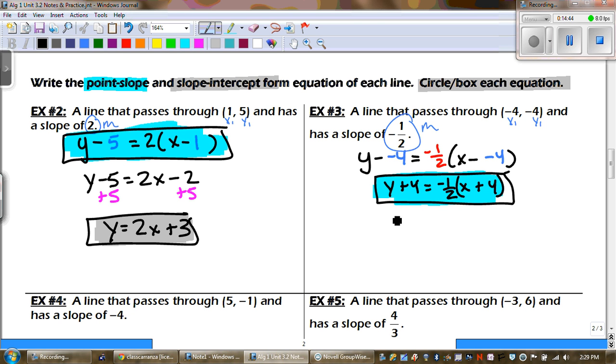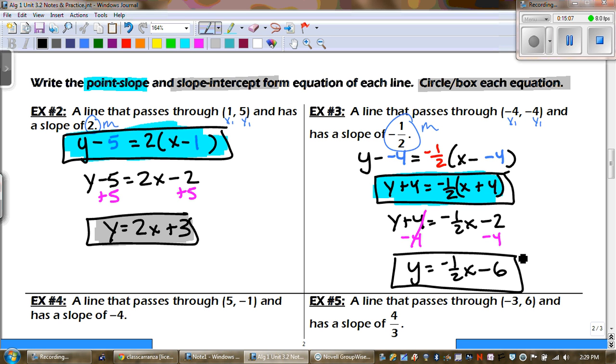Now, the next step would be to distribute. So you get -1/2 x, and then -1/2 times +4 is -2. To solve, we have to subtract 4 to both sides, and we get y equals negative 1/2 x minus 6. Okay, if you wrote y equals negative 1/2 x plus negative 6, we want you to start writing it like that, okay? All right.